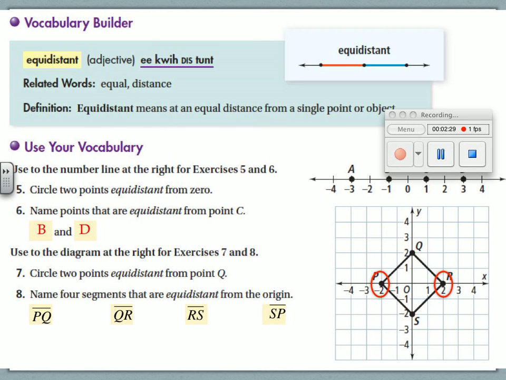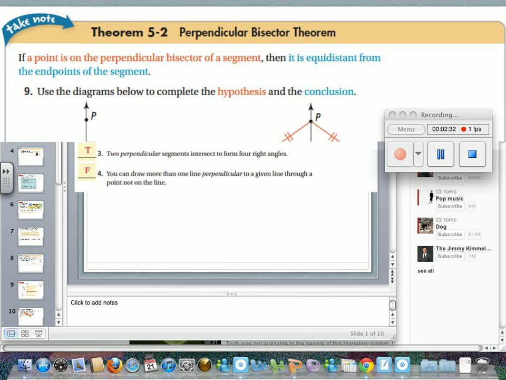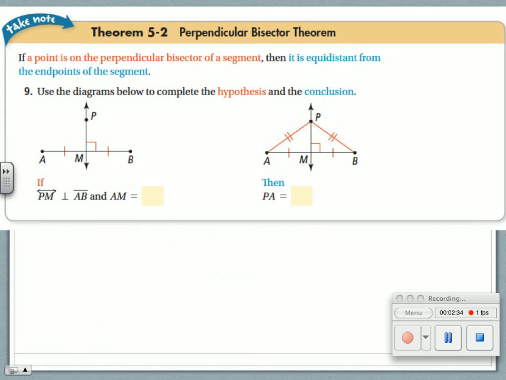So the first theorem we're going to learn about today is theorem 5.2, the perpendicular bisector theorem. Let's move that back down there in the corner. All right. Perpendicular bisector theorem says, if a point is on the perpendicular bisector of a segment, then it is equidistant from the endpoints of the segment.